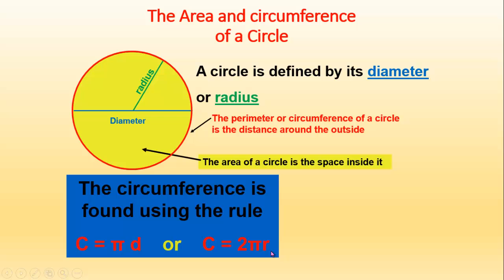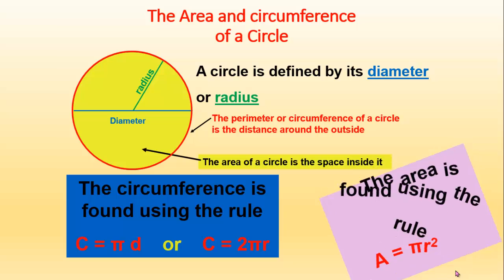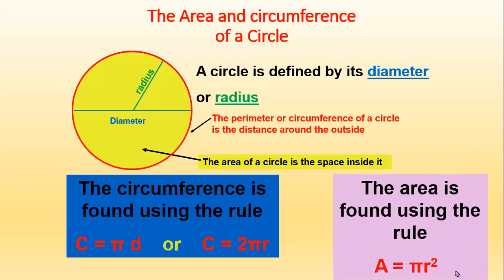Now what about the area of a circle? The area is found using the rule area equals pi r squared. And what's r squared? R squared is r times r. This is our new rule. To calculate the area, we find the area using the rule pi r squared, or pi times r squared.